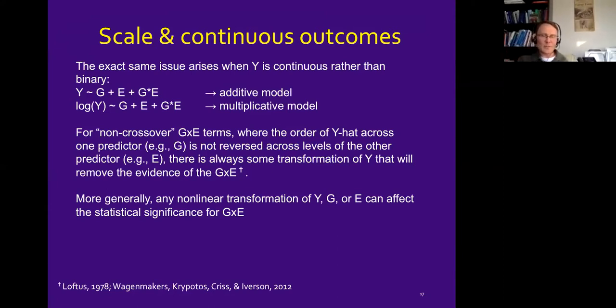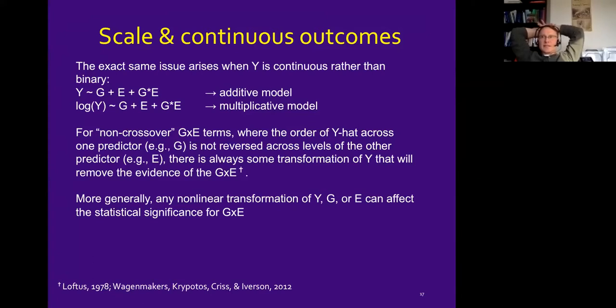This really matters, whether you're talking about additive or multiplicative, for non-crossover interactions, because that's just where the order of Y hat across levels of one predictor is not reversed across the levels of another moderator. Because for non-crossover interactions, there's always some transformation of Y that will remove all evidence of the interaction. And so some people call interactions that do cross over true interactions, because they're not removable by scale. But when I say not removable, that doesn't mean that the p-value won't become non-significant.